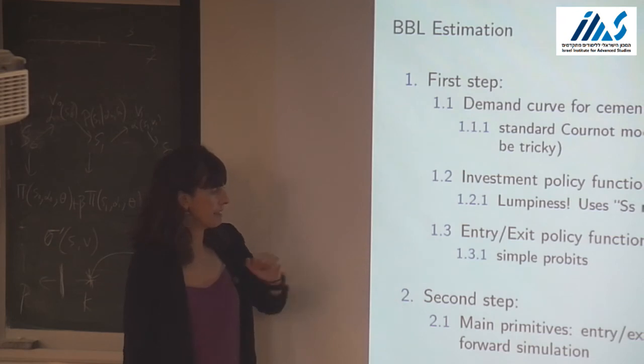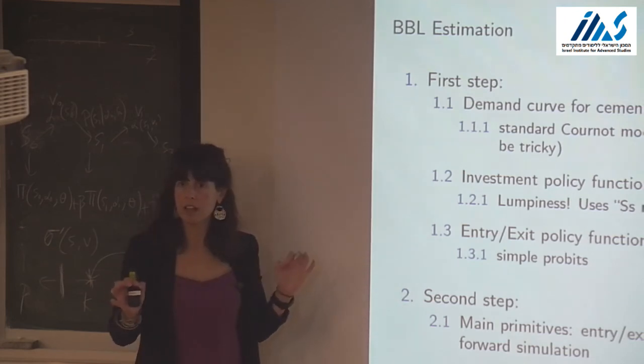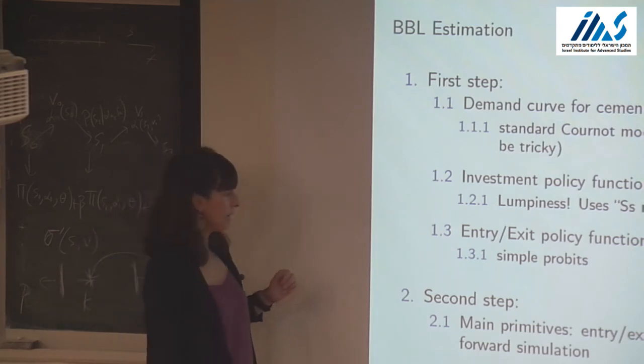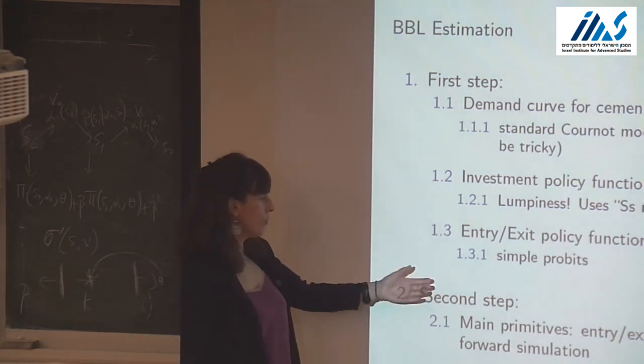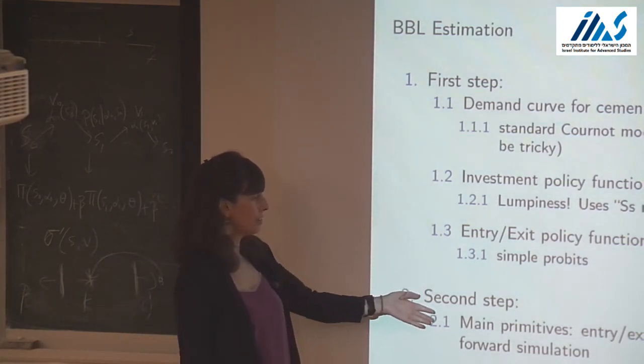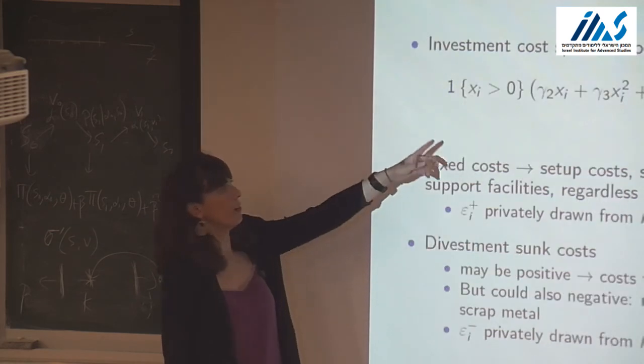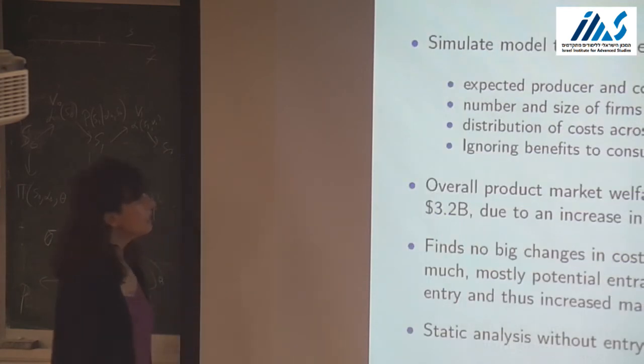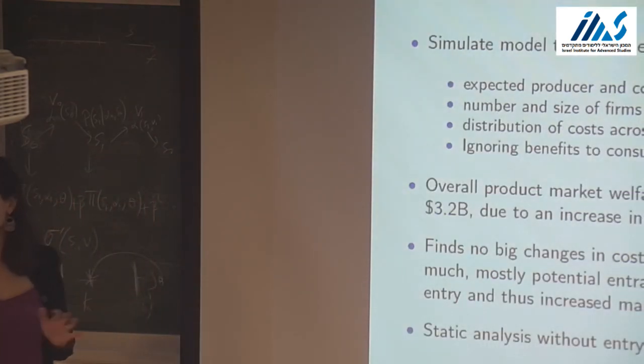And then the second step, he's going to use the moments that we just saw, the inequalities that define MPE. And he's going to estimate his main primitives, which are the entry exit costs, and all of these parameters in the investment cost function. So this is a very brief overview of the paper.